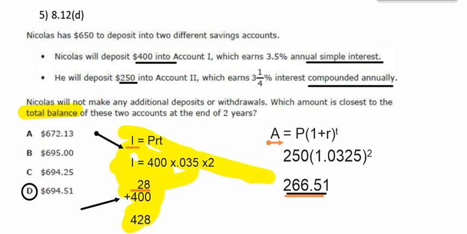The second formula has an A for total. And so that one is going to give you the total amount. So the second part of his deposit, account 2, is going to give him $266.51. And then to solve it, you add those two together. Yeah, that problem was a little bit of work.